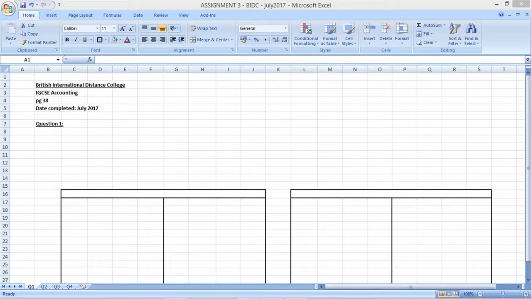Let's look at question number 1 from assignment number 3, which is on page 38. Question number 1 has two parts, 1A and 1B. The question states, the following balances appear in the ledger of Paul Silver at 1st of Feb 2015. Rates, debit balance, $220, motor expenses, credit balance, 170. That's given in the actual question.